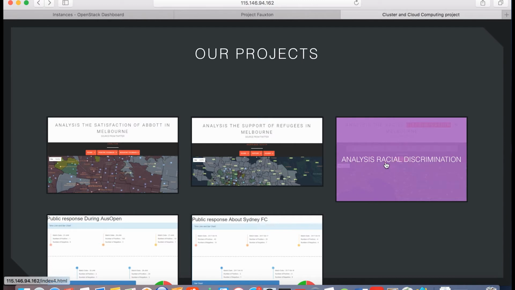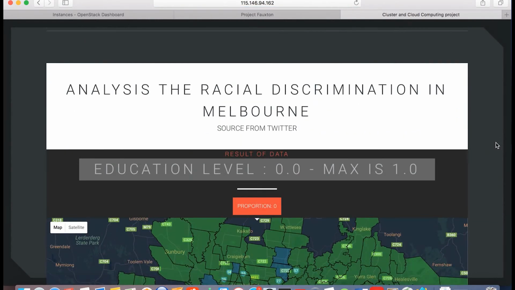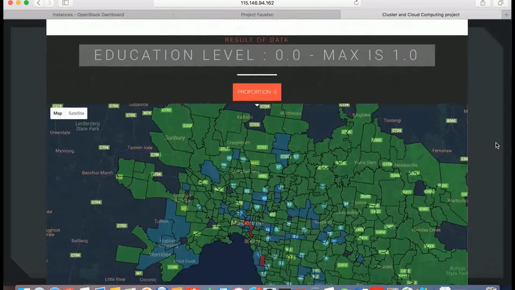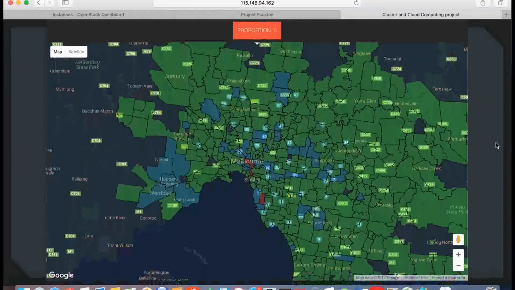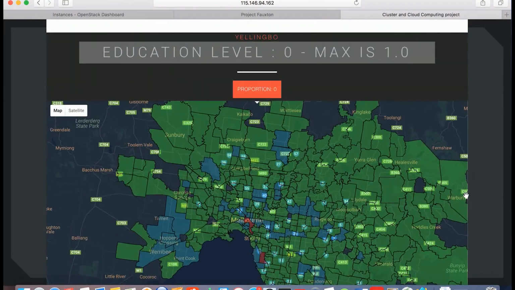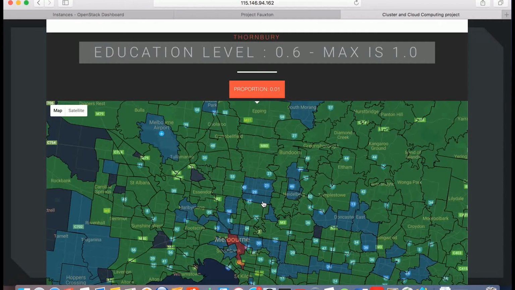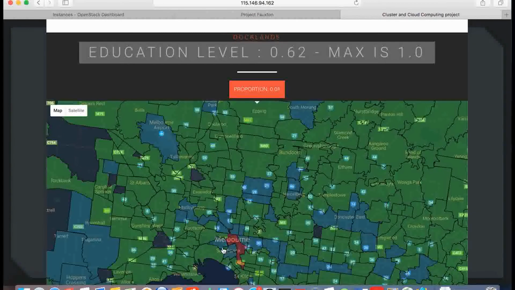Our third topic is to analyze the phenomenon of racial discrimination in Melbourne. As a result, we can easily find most of the regions are green. Only a few regions were near yellow, but the total marks are low, which means there is low racial discrimination happening in Melbourne.